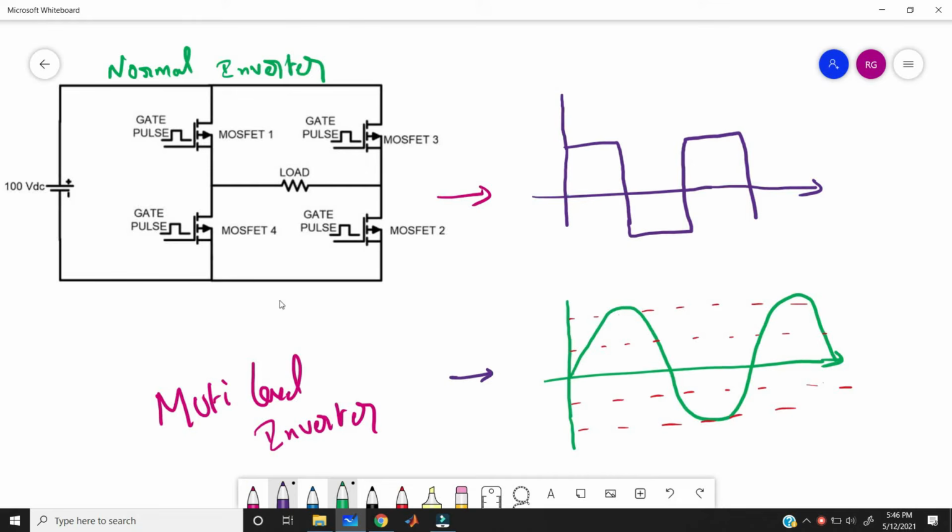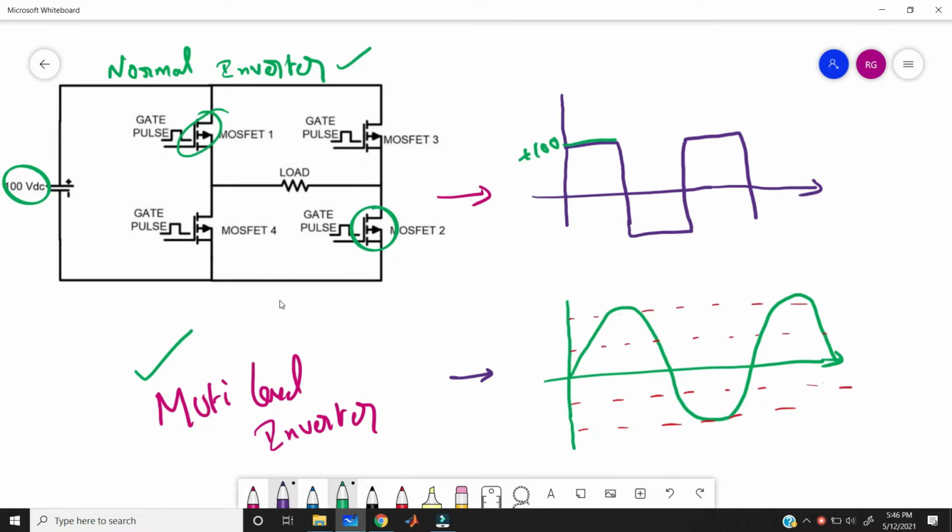First of all, why we need multi-level inverter? If you take the normal inverter, this is the circuit diagram of this normal inverter. Here, when MOSFET 1 and MOSFET 2 are turned on, then we are getting the positive 100. Why? Because here we are giving the positive 100 volts, then we are getting the positive 100 volts like this.